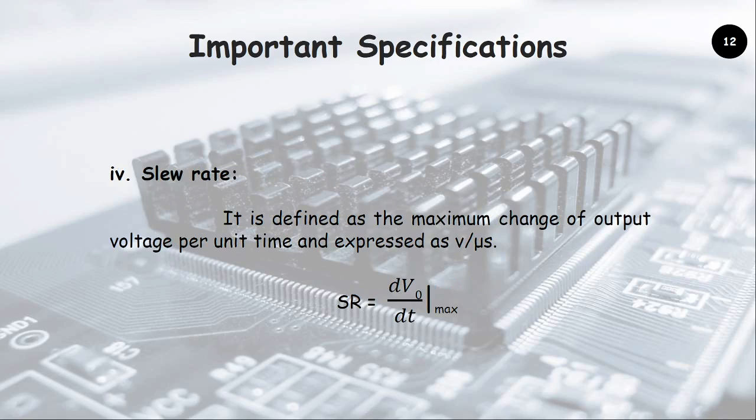Then slew rate. It is defined as the maximum change of output voltage per unit time, expressed in volts per microsecond. That is dV0 with respect to dt, the maximum. That is the slew rate.